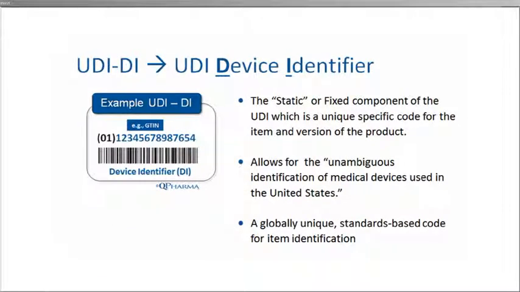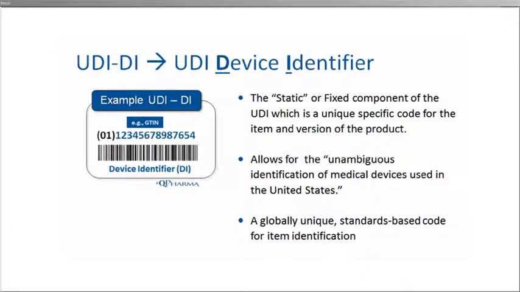The first part of a UDI is the device identifier, known as the UDI-DI. This is the static or fixed part of the UDI. In this example on the left, we show a device identifier, which in this case is a GS1 GTIN, or Global Trade Item Number. GS1 is one of the choices you have for a unique labeling format. The purpose of this component of the UDI is to enable the unambiguous identification of a medical device used in the US and eventually globally.